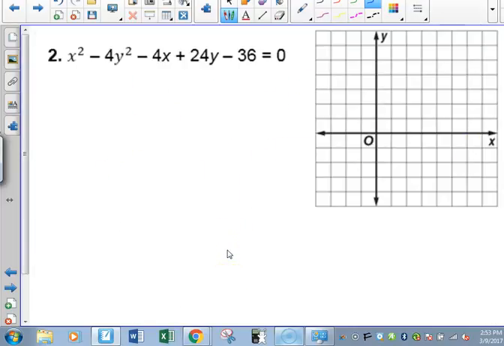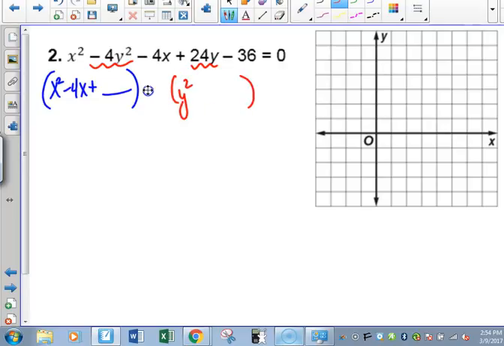Right, we need to complete the square twice. The x squareds were in pretty good shape. Just need a blank. But what do we have to do with the y squareds and the y's? Take out a what? Negative 4. Be careful because you've got to have a positive y squared in the parenthesis here. So we're going to take out a negative 4. The y squared is just y squared, but when you take 24 divided by negative 4, you get minus 6y.